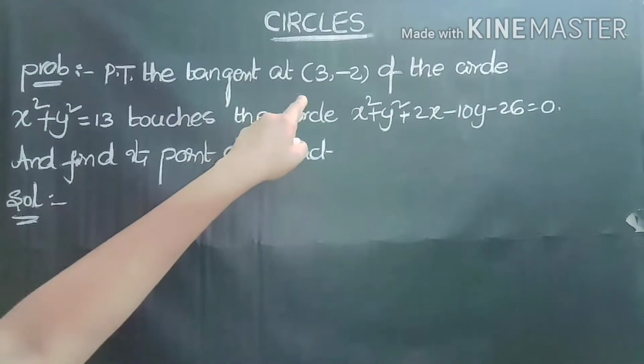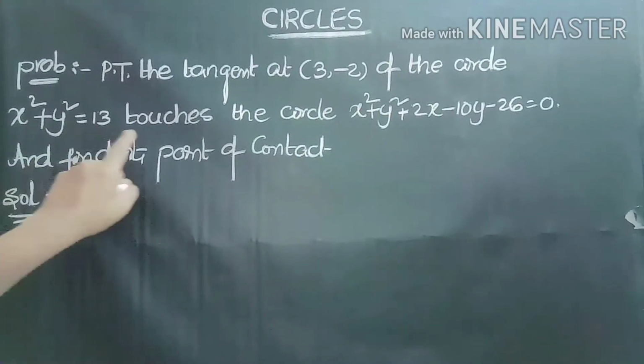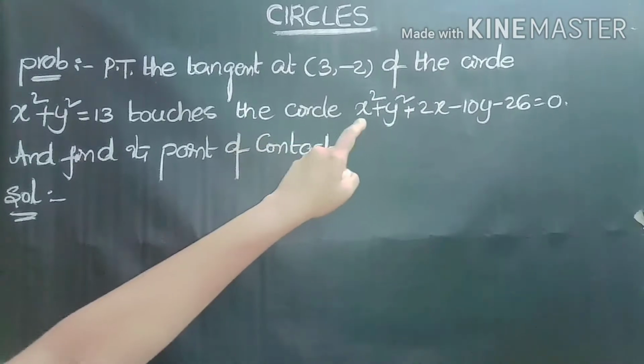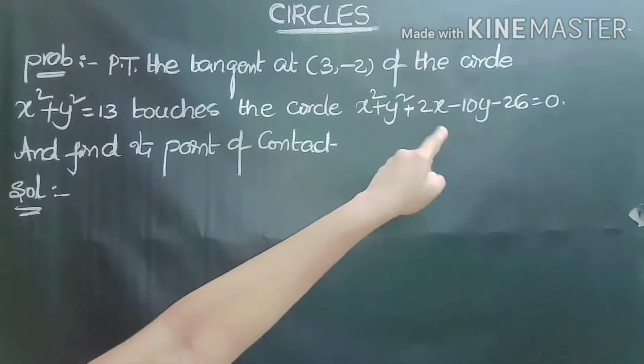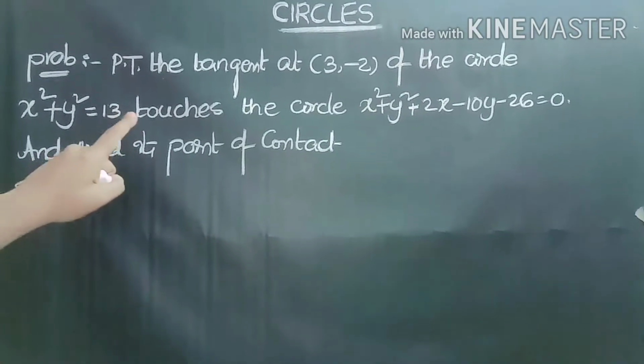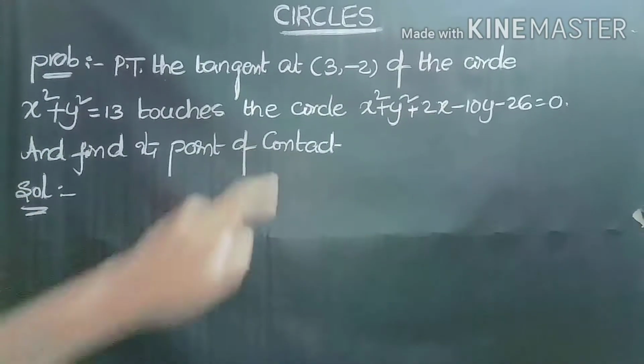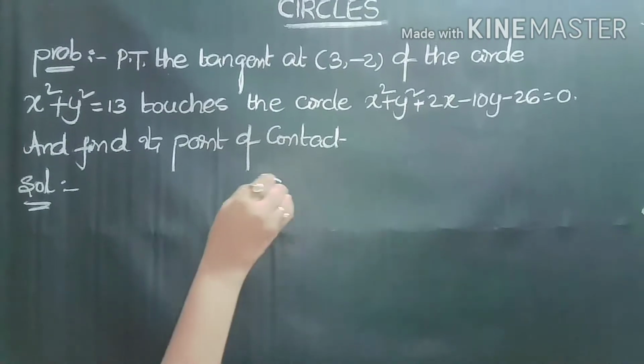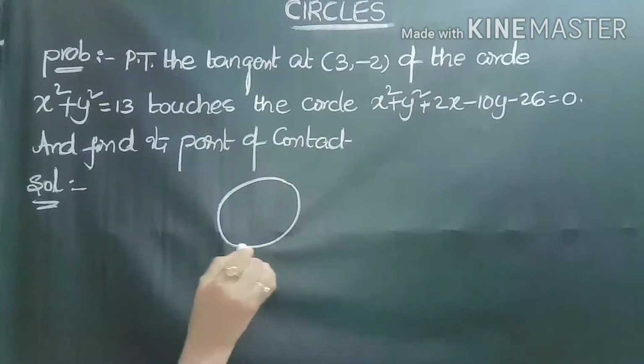Show that the tangent at (3, -2) of the circle x² + y² = 13 touches the circle x² + y² + 2x - 10y - 26 = 0, and find its point of contact. The tangent to the first circle touches the second circle. So first we are drawing the first circle here. This is the first circle.